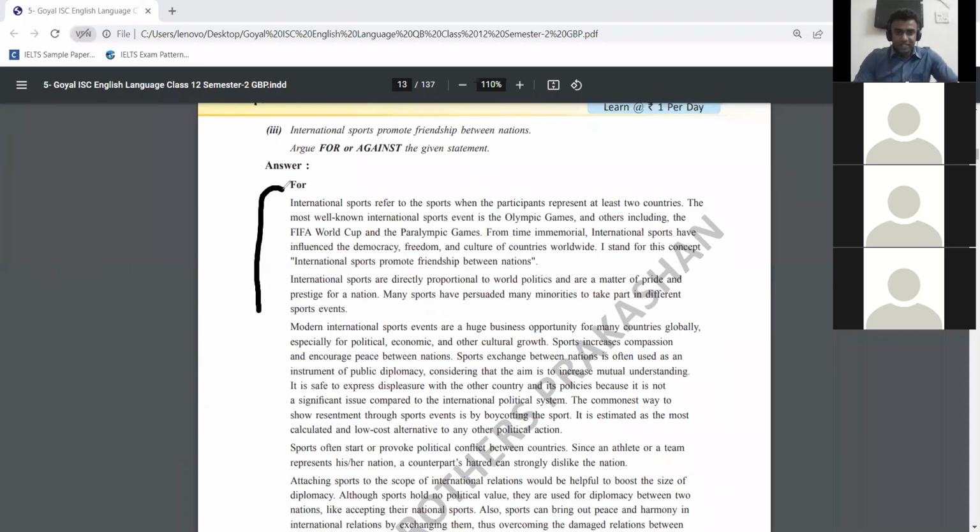So students, look at this. The manner these people have started the essay: international sports refer to the sports where the participants represent at least two countries. Wow. The most well-known international sports event is the Olympic Games and others, including the FIFA World Cup. So what all considerations you will have to make, I'll tell you.